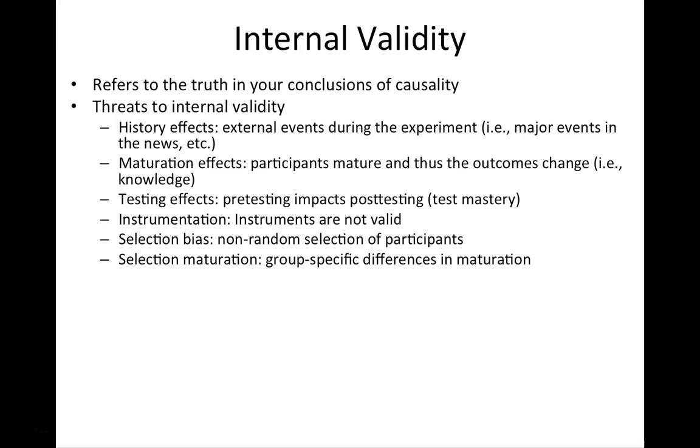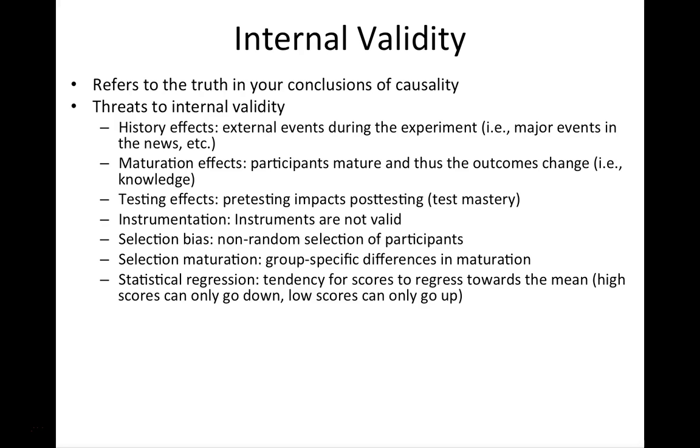in some way. Selection maturation is when maybe you have group-specific differences in maturation. So maybe your control and your experimental group are different somehow, probably because you didn't randomly select them. And so maybe they mature at different rates or in different ways.